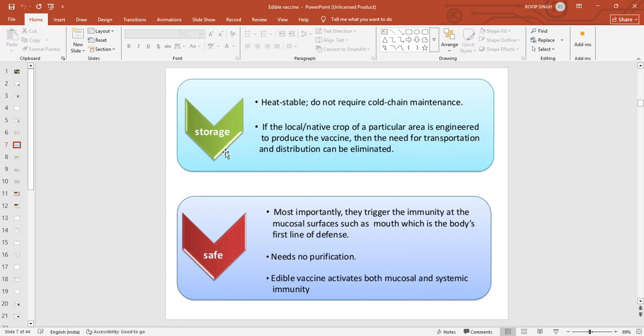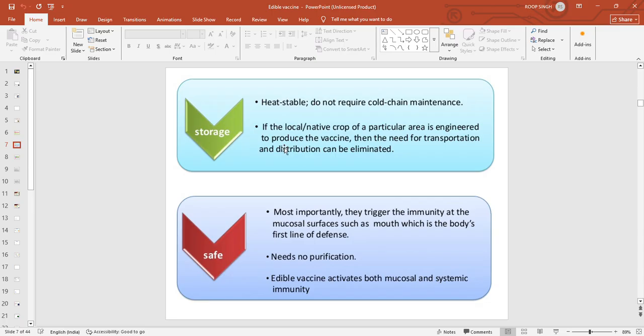Storage is another advantage of these edible vaccines. They can be stored for a long period of time. They are highly heat stable and do not require cold chain maintenance. For other vaccines, ice or cold chain maintenance is needed. But in the case of edible vaccines, they are heat stable, so we don't require any cold chain facility.